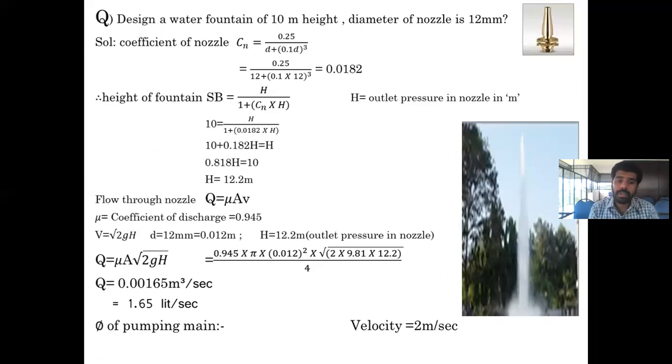So if you get the outlet pressure of 12.2 meters, only then will you get a 10-meter height, excluding the friction loss. Friction loss should also be added. Excluding the friction loss, at the tip of the nozzle you need a pressure of 12.2 meters. Then only will it spray to a height of 10 meters. So the outlet pressure of the nozzle is found to be 12.2 meters. Then what was our first question?